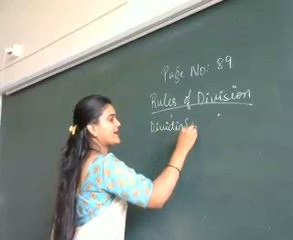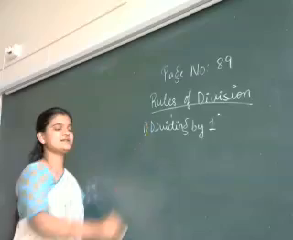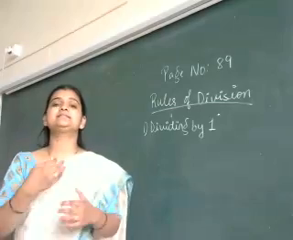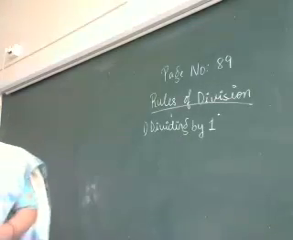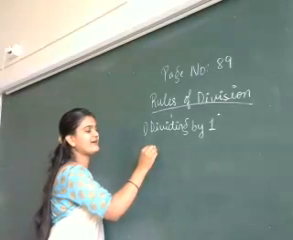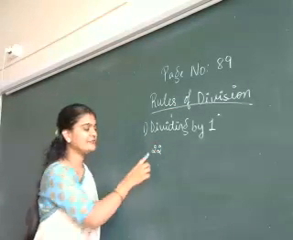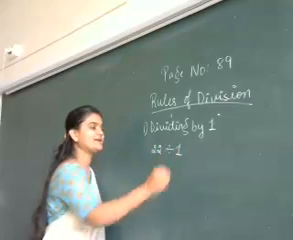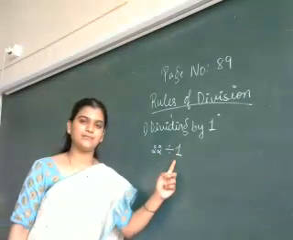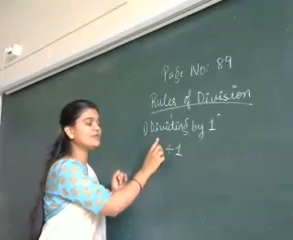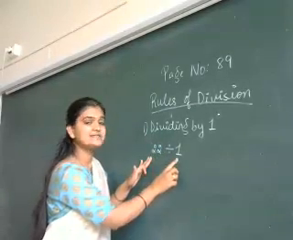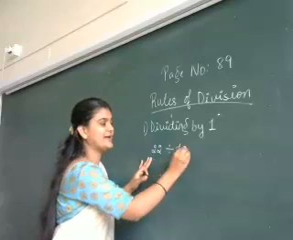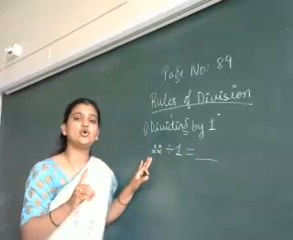Okay. The first rule, dividing by 1. When we divide any number by 1, the answer will be the same number. Now, if I want to divide number 22 by 1, so I will be writing it as 22 divided by 1. Okay, then the children, this 22 will be known as dividend. 1 is a divisor. Very good, divisor. What answer you get will be known as quotient.